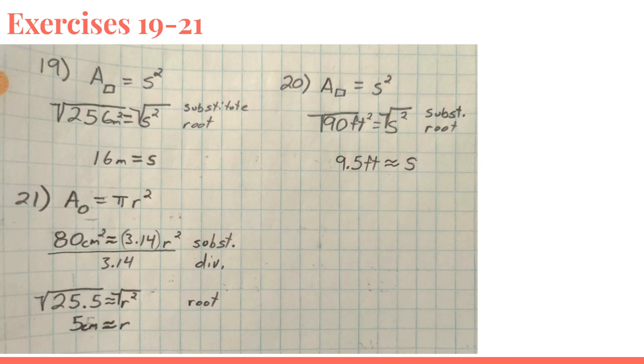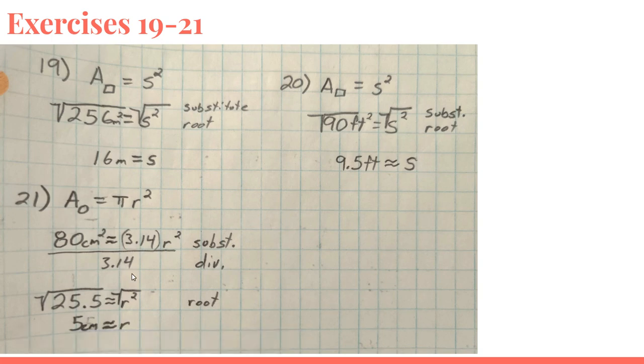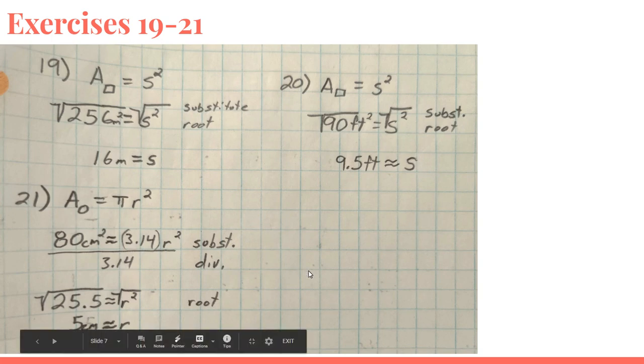Number 20, same deal. We have to approximate the square root of 90, and we only use the positive value because negative feet doesn't make any sense at all. Number 21, we have the area of a circle equals pi r squared. Substitute for pi. The second you substitute in for pi, you're approximating. Notice how the equal sign changed to approximately equals. Divide both sides by 3.14, take the square root, and again, do not use the negative value for radius, because negative 5 centimeters in this case does not make sense.